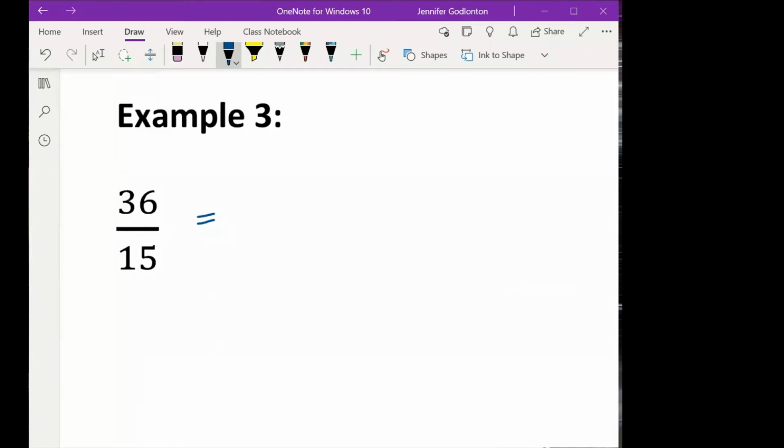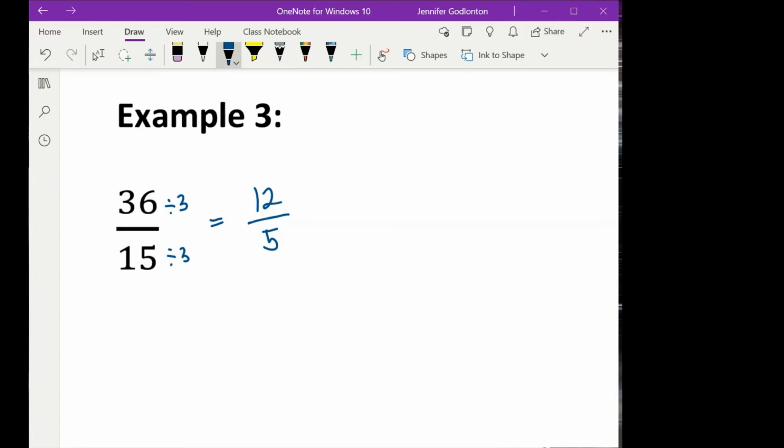So I have to say, well, what number can go into both of these numbers? And I know that 3 can go into both of them. So 3 can go into 36 12 times, and 3 can go into 15 5 times. So I land up with an answer of 12 over 5. And that would be my final answer. So we're looking at what number can go into both of these, and then we divide it by that number. So let me write it a different way for people who are feeling confused. I'm going to say I can divide that by 3, and I can divide that by 3. And so I'll end up with 12 over 5.